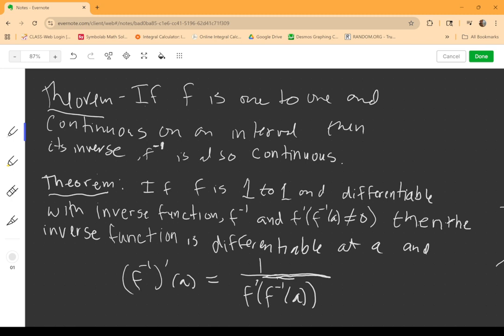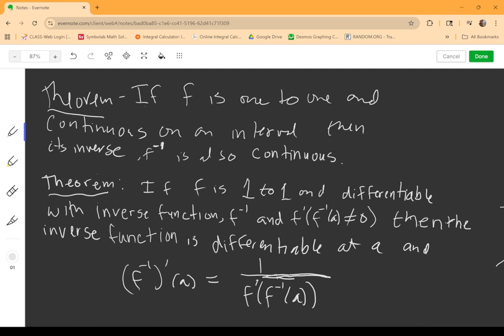Okay, so here we're going to talk about the calculus of inverse functions. And we're going to start with introducing these two theorems. The first we'll just state without proof, and then the second one we'll dive a little deeper and derive the proof here. The first one states that if f is one-to-one and continuous on an interval, then its inverse, f inverse, denoted by that notation, is also continuous.